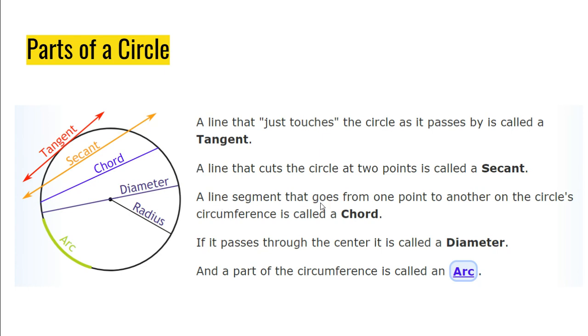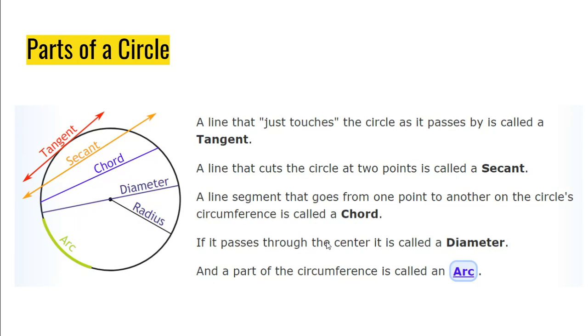A line segment that goes from one point to another point on the circle's circumference is called a chord. So this is a line segment that starts at one point and goes to another point on the circumference of the circle. It's called a chord. Similar to a secant, but the secant line continues on, okay? The chord stops at the edges of the circle.